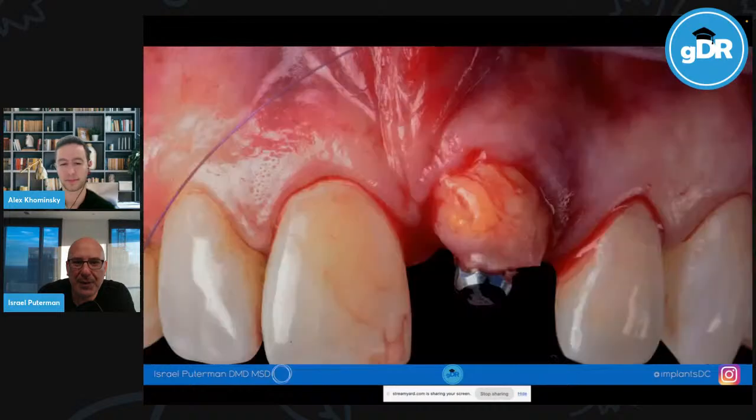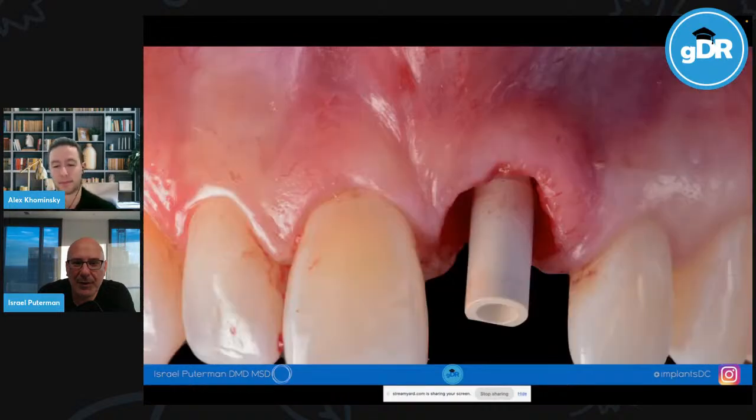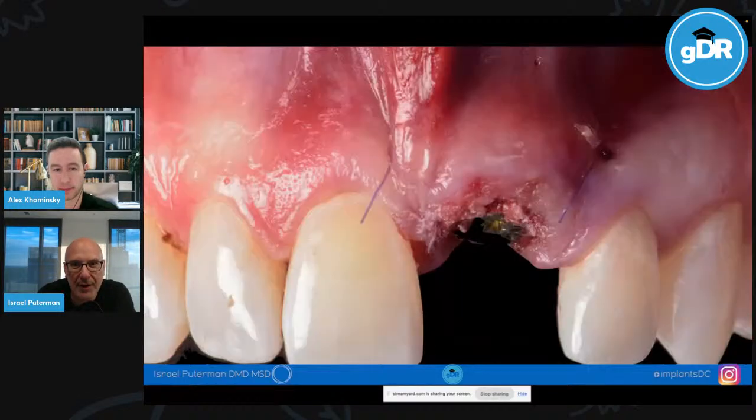So placing that, what I did is I took a scan and I sent it to the lab, and I said, okay, you have 24 hours, not 1 minute more. 24 hours, send me a customized healing abutment. I don't want a new provisional restoration. There's not enough insertion torque. I'm not going to risk it, but I want a customized healing abutment in 24 hours.